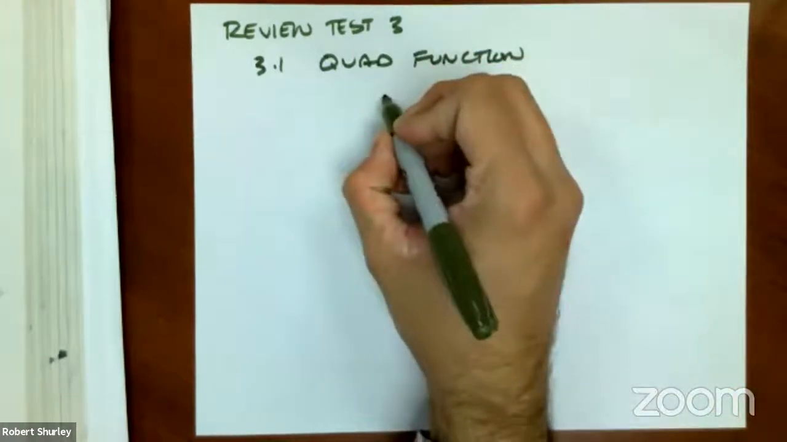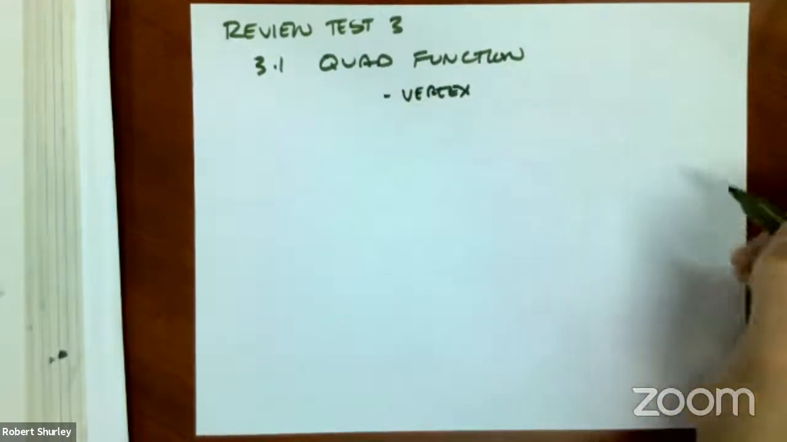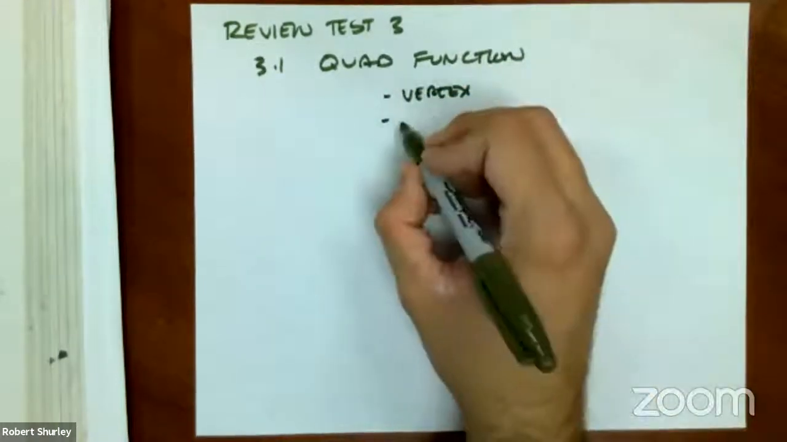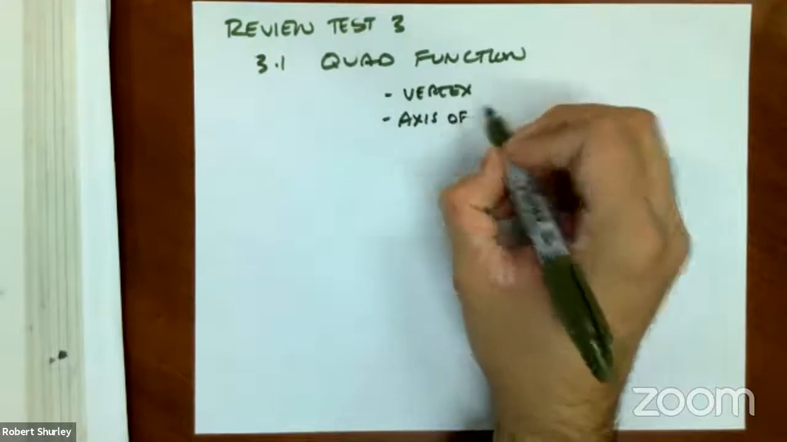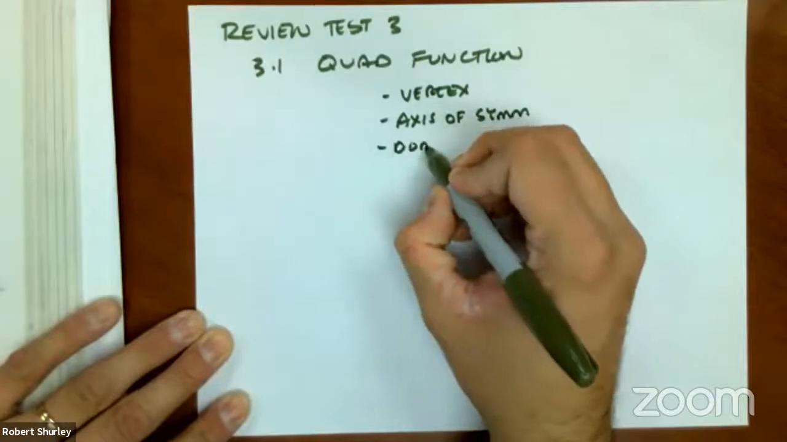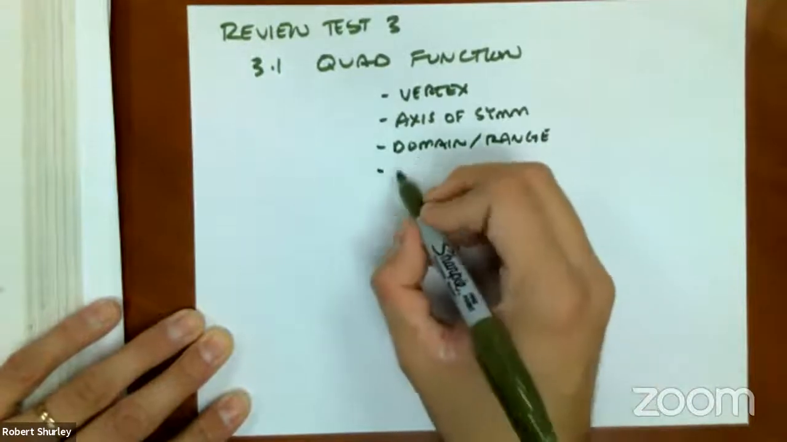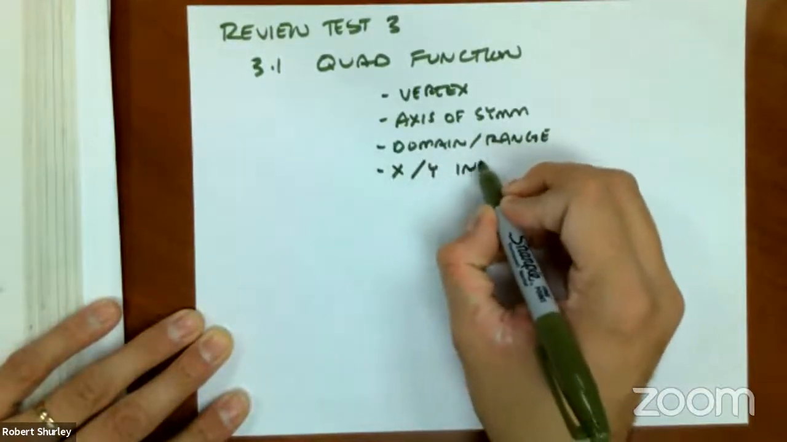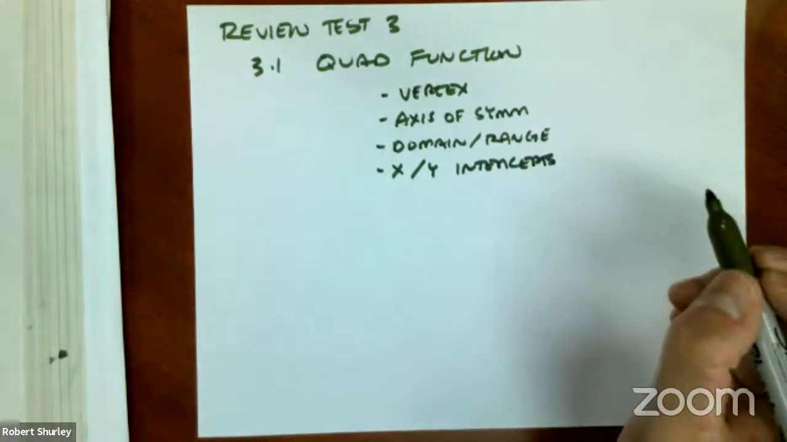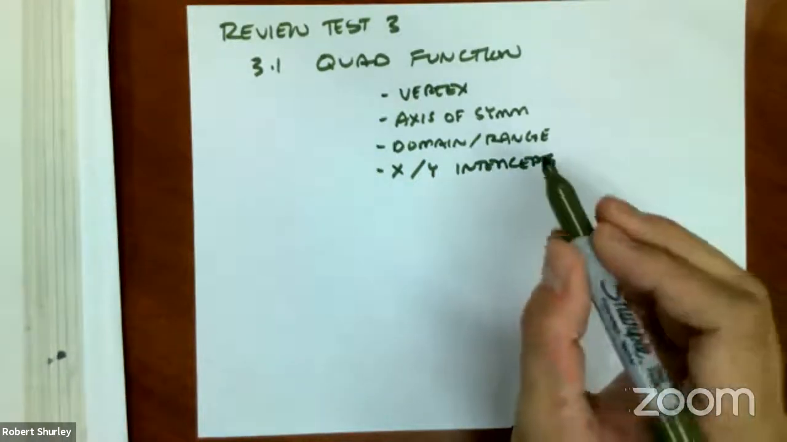With the quadratic function, you need to be able to find the vertex. Remember, it was two different ways for the standard or the general form that we talked about. But we've got the vertex, we've got the axis of symmetry, the domain and range, the x and the y intercepts. And I believe that was it. Let me make sure.